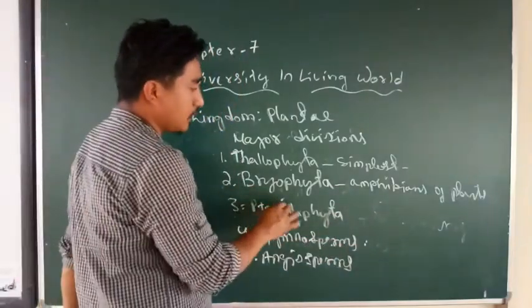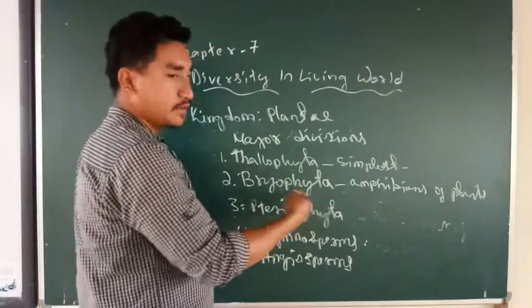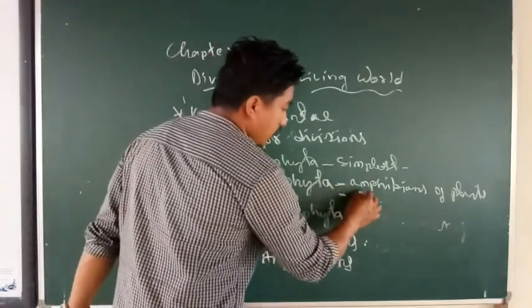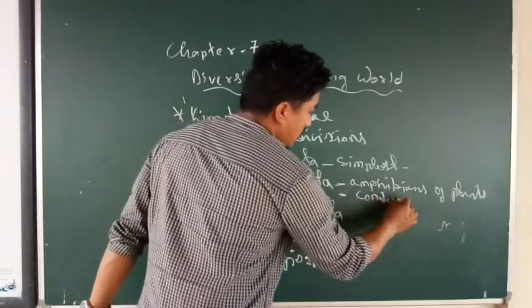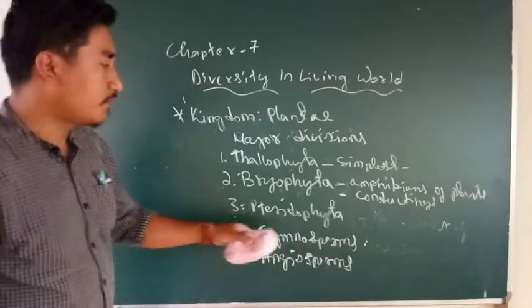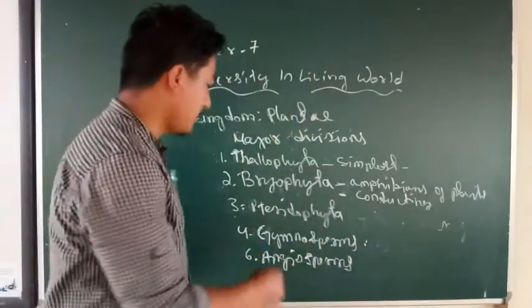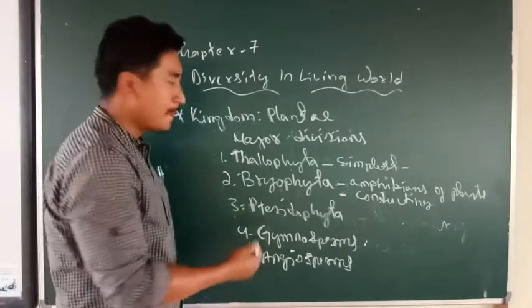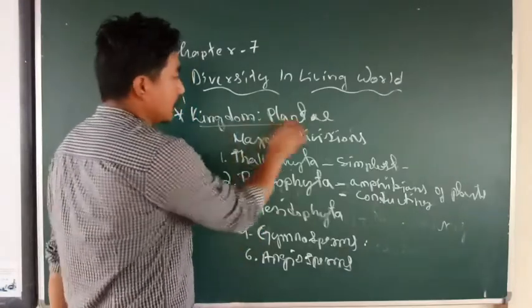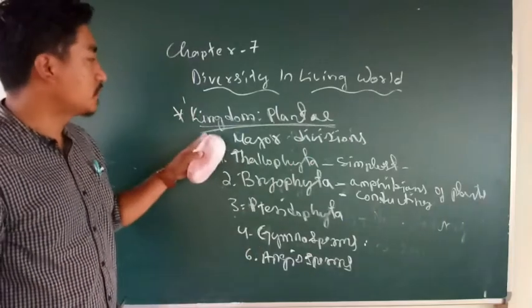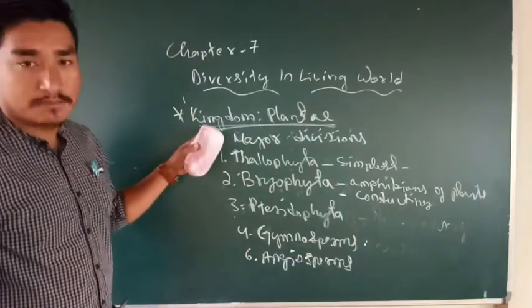Then Bryophyta: their body is differentiated into stem and roots, but there are no conducting tissues. Then Pteridophyta. These are the more complex group of plants which are found in the kingdom Plantae.